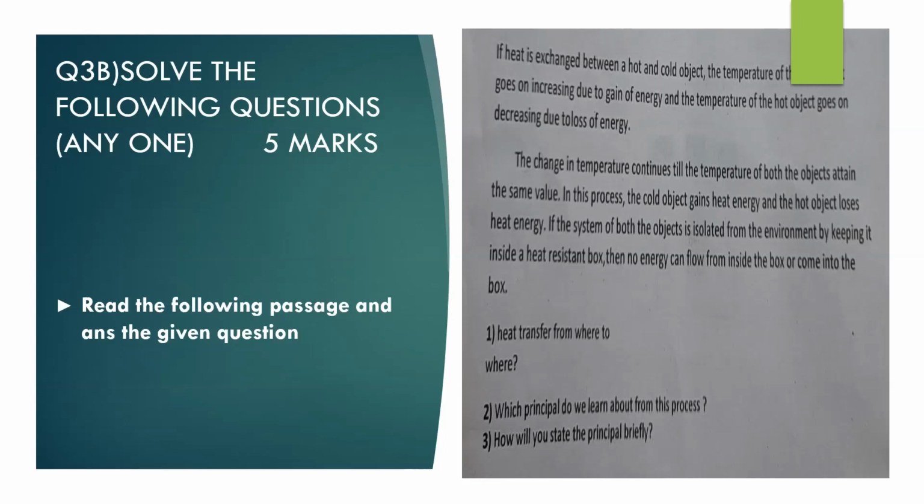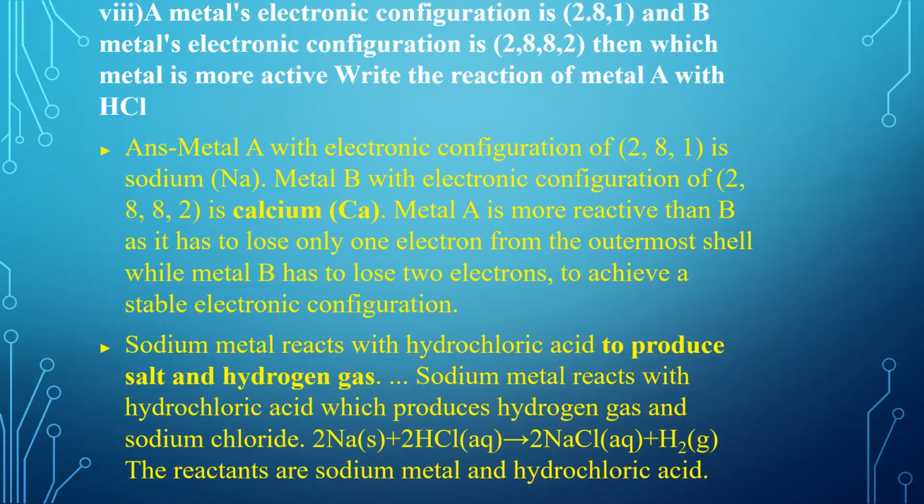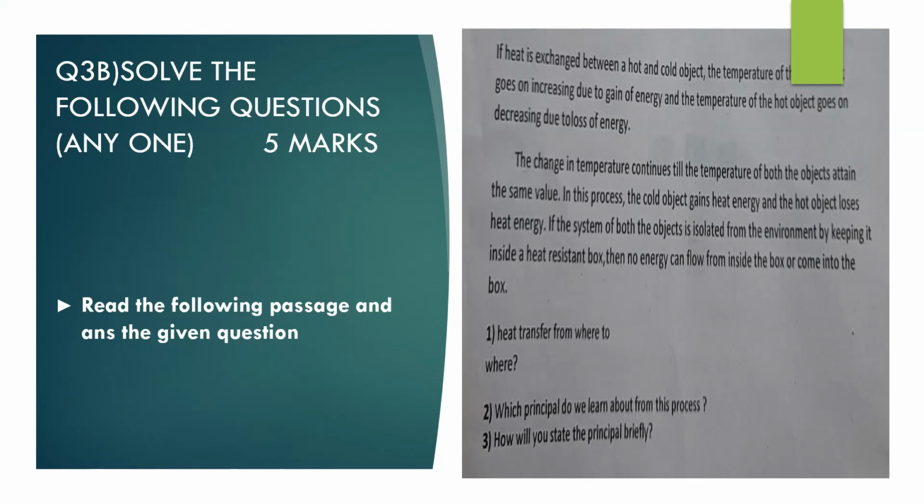This is what question A is given. Now see students, sometimes question 3B is given or question number 4 is given. See here, solve the following questions, any one, and it consists of 5 marks. As it consists of 5 marks, you all know that it will be a big question, right? Now see students, what does this big question consist of?